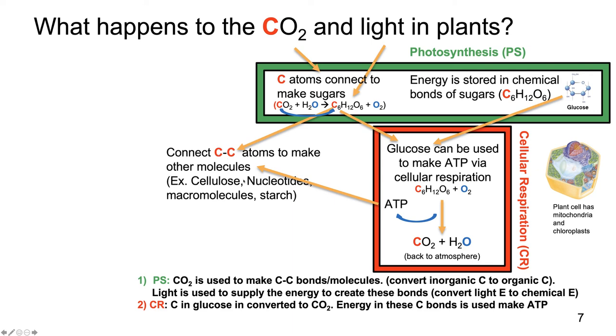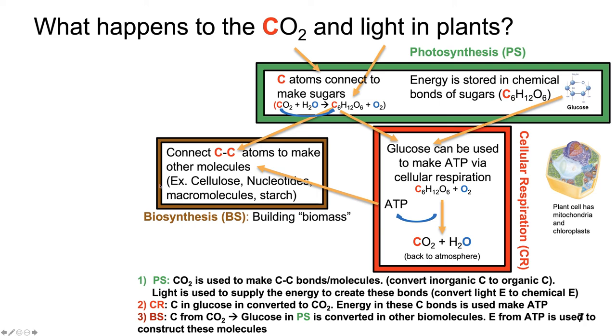Those carbon atoms that they're made of have to come from somewhere. And as it turns out, those carbon atoms ultimately come from CO2. So that CO2 gets converted into these sugars. And those carbon molecules in sugars can also go to make these various macromolecules. This is a process that, for this course, we'll call biosynthesis. So we're just building biomass, okay? And I'll refer to this sometimes as just BS.